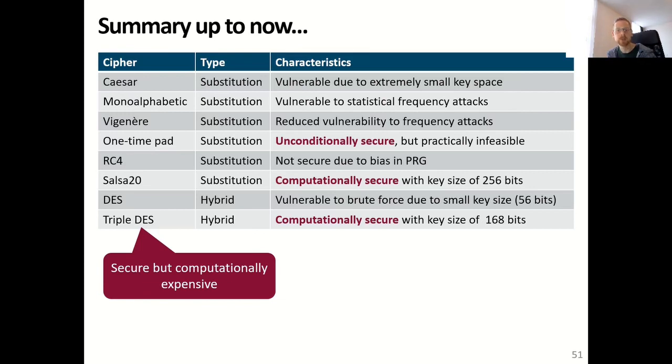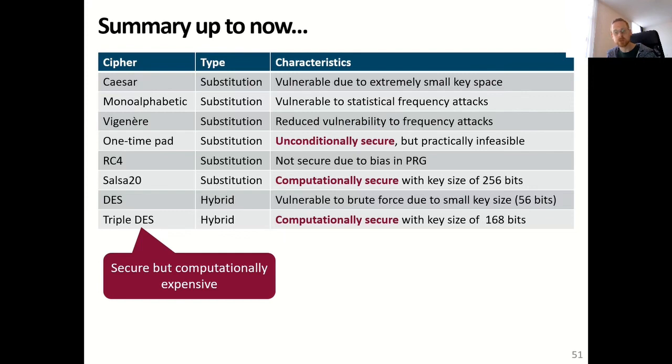The one-time pad was the first unconditionally secure cipher. It's a stream cipher, but it's practically infeasible because the key has to be the same size as the plaintext message, which makes it very hard to securely distribute this key. RC4 and Salsa are two other stream ciphers that solve this problem by using a pseudo-random generator to generate a key stream based on a shorter key. However, RC4 introduces bias into this pseudo-random key, which makes it insecure. Salsa20 is at the moment still considered computationally secure with large enough key sizes, for example 256 bits.